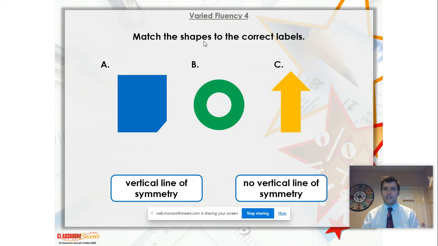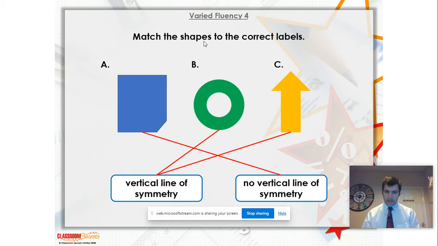I can see you shouting out, guys. I'm sure Chloe knows that. Yes, well, our green and our yellow shapes do have vertical lines of symmetry. Whereas our blue shape, which is that irregular pentagon, because it's got five sides, that five-sided shape does not have a vertical line of symmetry.